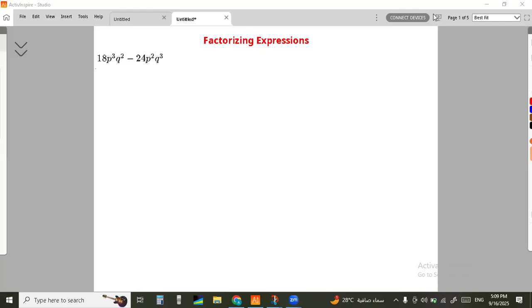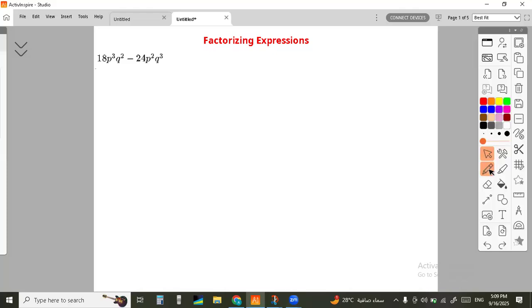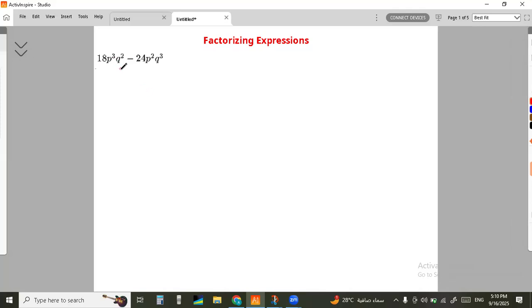And in today's video, we're going to learn how to factorize expressions. All right, so in this question over here, it says 18 p cubed q squared minus 24 p squared q cubed.